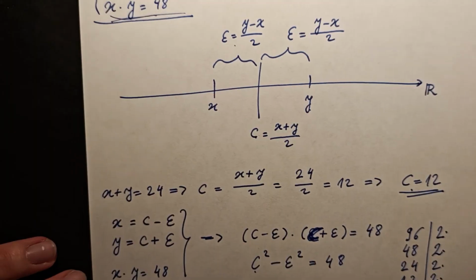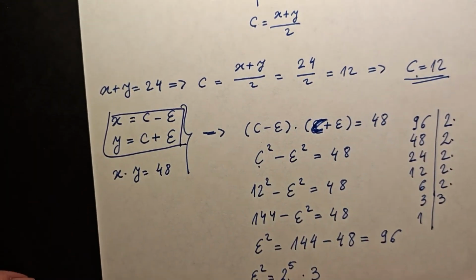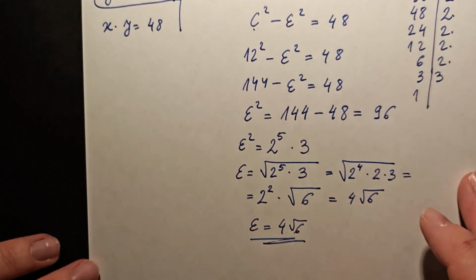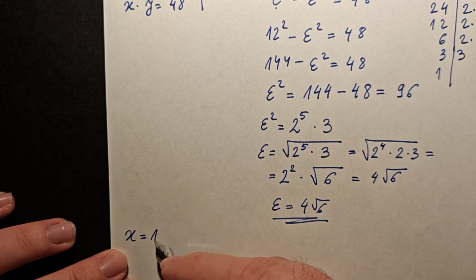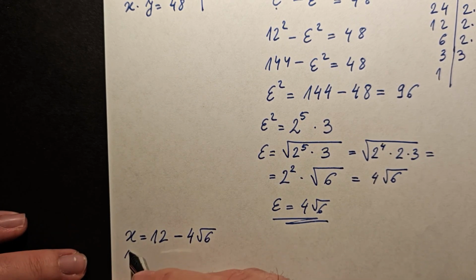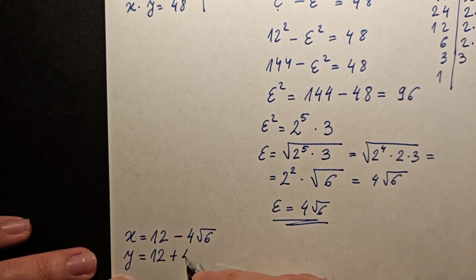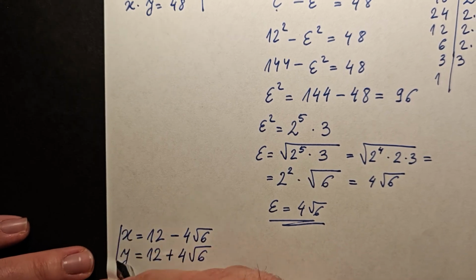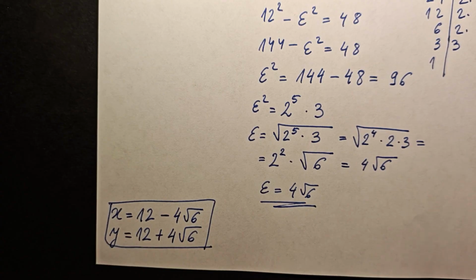We are going to return these results here, and we are going to calculate x and y. So x is equal to c minus epsilon, that is 12 minus 4 square roots of 6, and y was c plus epsilon, that is 12 plus 4 square roots of 6. And thus we get one solution of our problem.